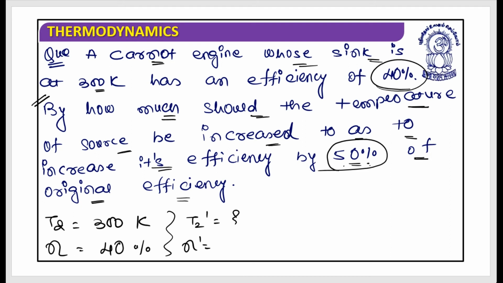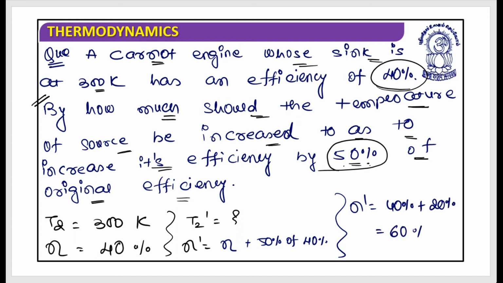If you think it's 50%, it is absolutely incorrect, and that's why this question has been asked. The new efficiency should be the previous efficiency plus 50% of 40%. So the new efficiency would be 40% plus 20%, which is equal to 60%. If you know this, the question is over right here. That's why this question has been kept. This was asked 2 times. So let's do it quickly.